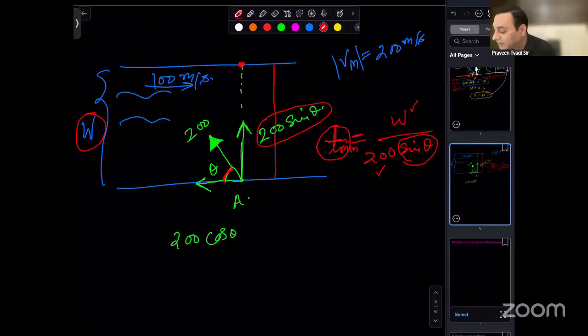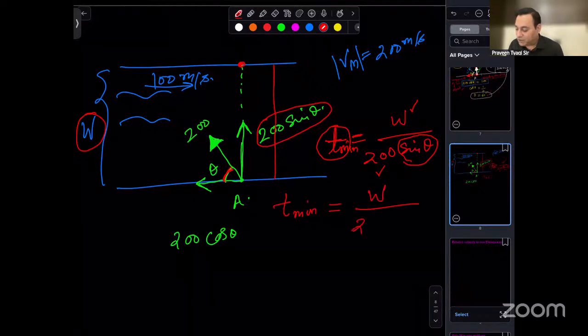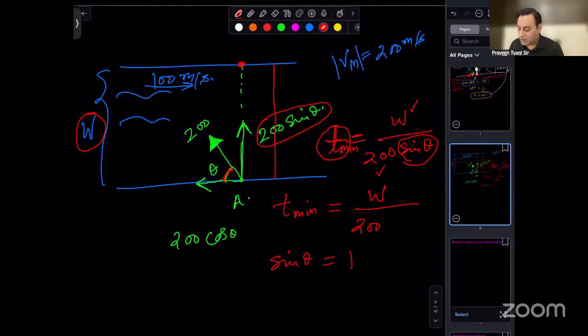What is the maximum value of sine theta? Maximum value of sine theta is 1. So the minimum time to cross the river will be W by 200. That will be the time. And in that case, sine theta should be 1, which means theta should be 90 degrees.